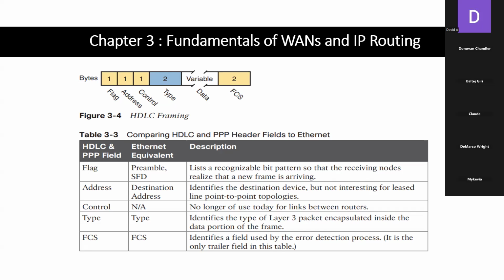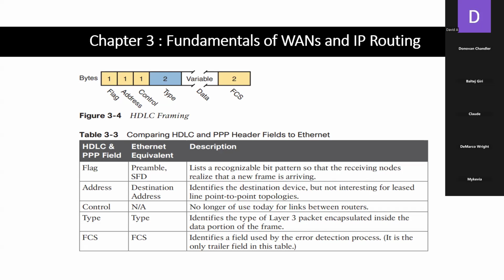One side is connecting to one side, and that's just for that lease line. HDLC has some of the fields similar to Ethernet, but again, it has fewer fields within it. Let's go over some of that within table 3-3, comparing HDLC and PPP header fields to Ethernet.